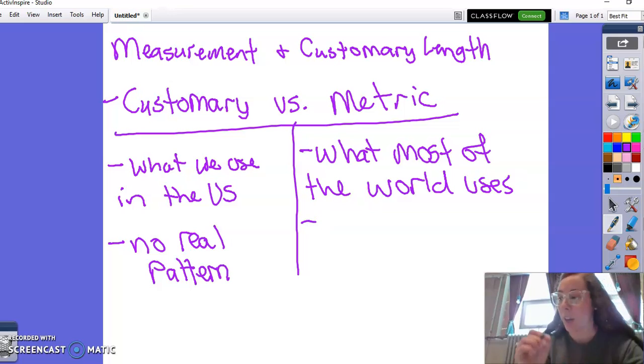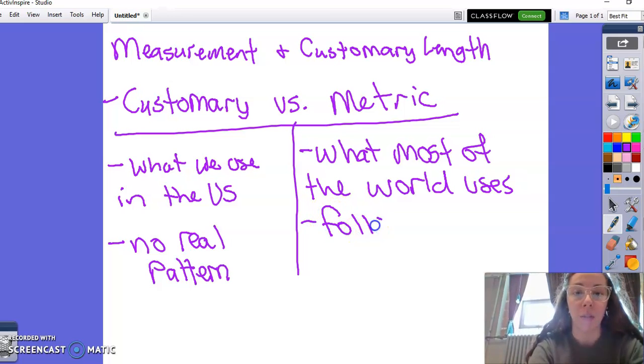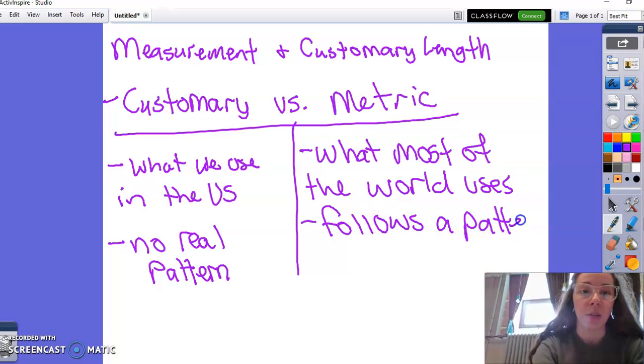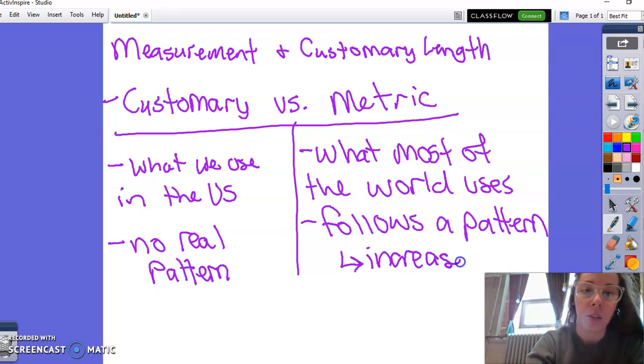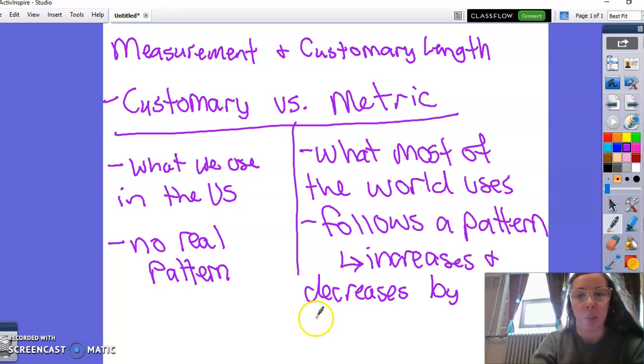And there is a pattern for the metric system. It follows a pattern, which is super handy. And it increases and decreases by steps of 10.